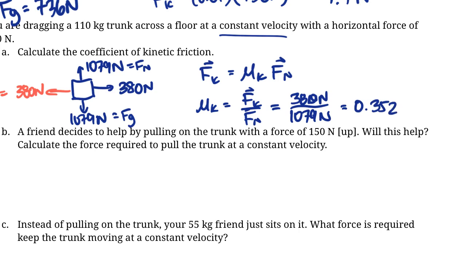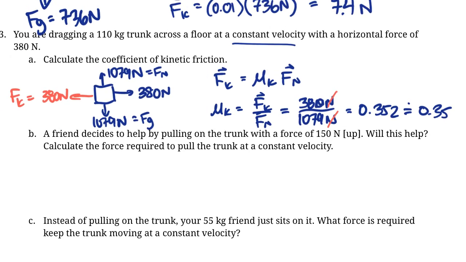Because what happens to the units here? The newtons cancel out. And to address the question I asked earlier, the kinetic friction coefficient is actually unitless. It's just like a percentage, it's just a ratio. If we round to 2 significant digits, it's about 0.35. So about 35% of the normal force gets turned into kinetic friction.